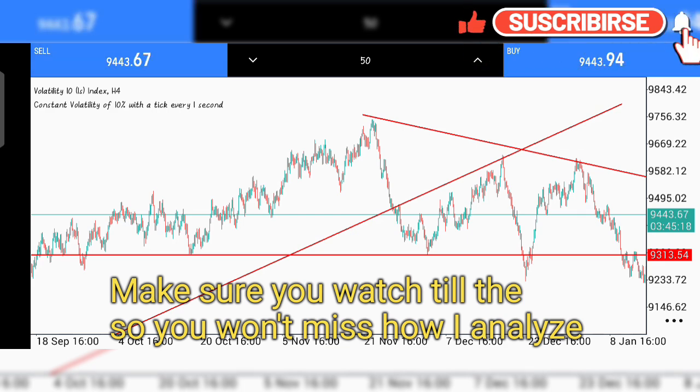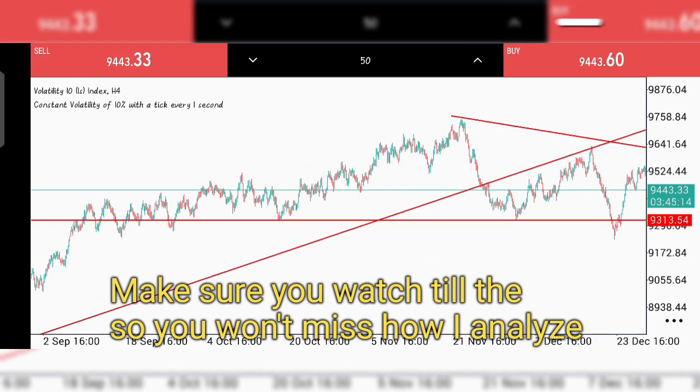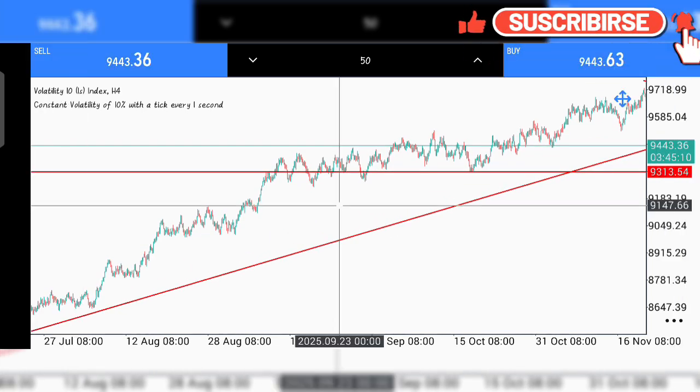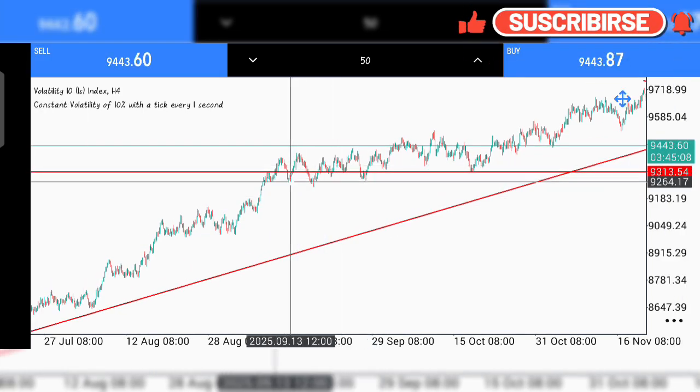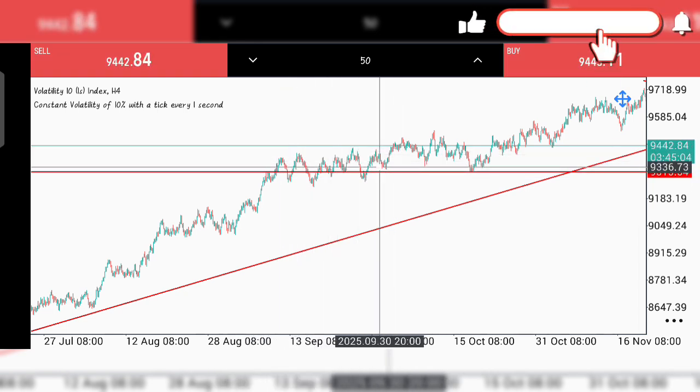I turned my phone into landscape so that this will be visible and you guys will understand this. Okay, let me get my project. You can see the market has been buying from this place and it also bought from here.